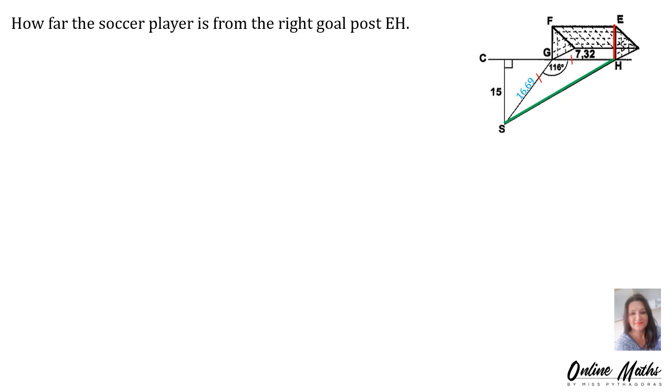Can you see it's two sides and the included angle? Therefore, you're going to use the cosine rule. Remember, I said two sides included angle is always the cosine rule. Therefore, in non-right angle triangle SGH, we can write the cosine rule. SH squared, the one we're looking for, is equal to GH squared plus SG squared minus 2 times GH times SG, the cos of 116 degrees.